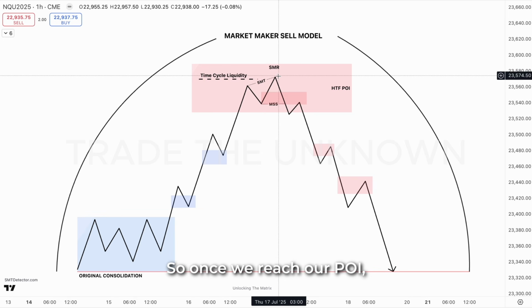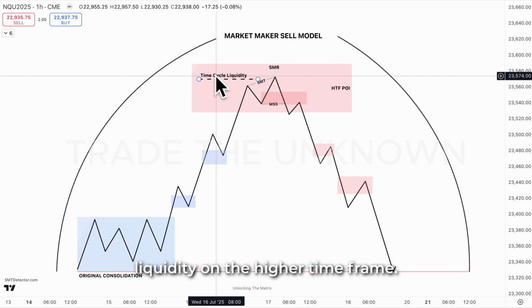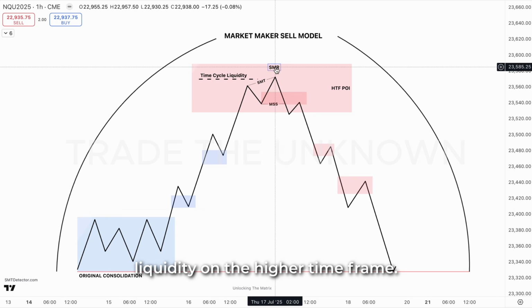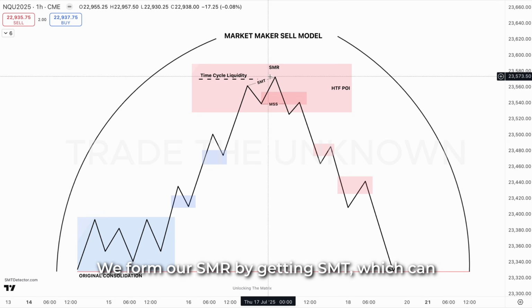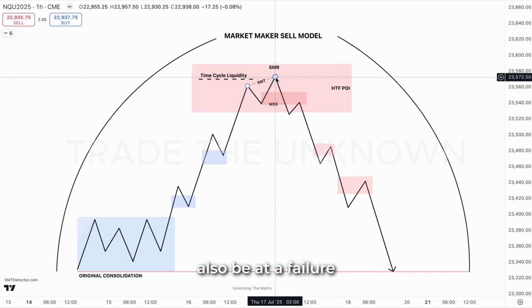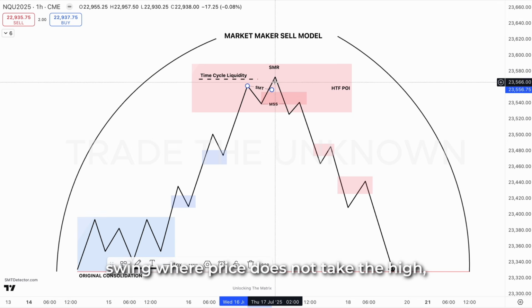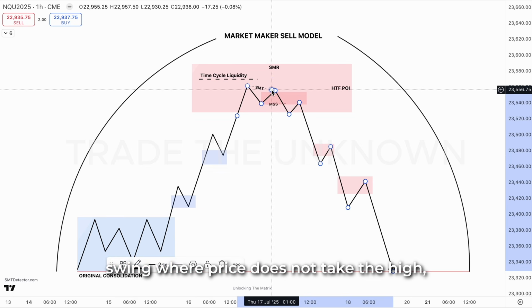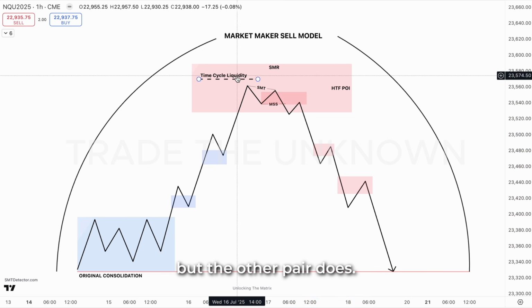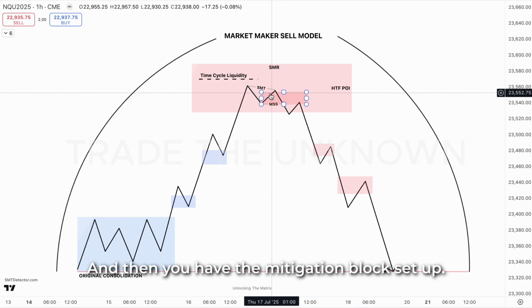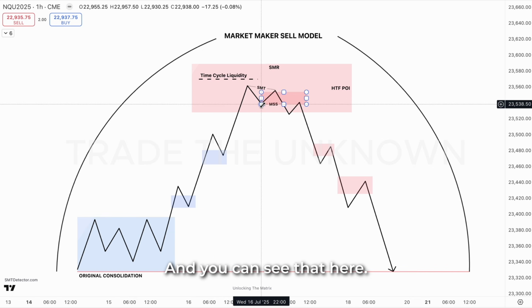So once we reach our POI, we've swept some sort of time-based liquidity on the higher time frame. We form our SMR by getting SMT, which can also be a failure swing where price does not take the high, but the other pair does. And then you have the mitigation block set up, and you can see that here.